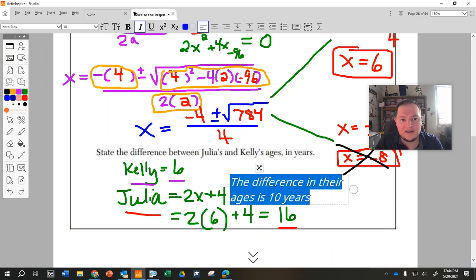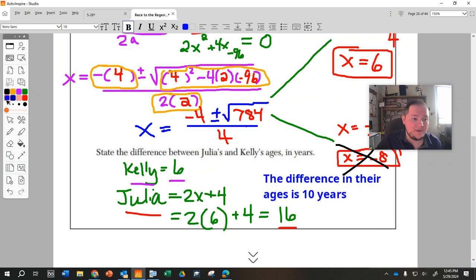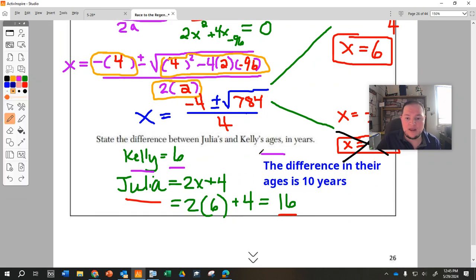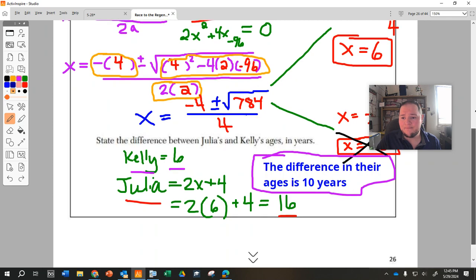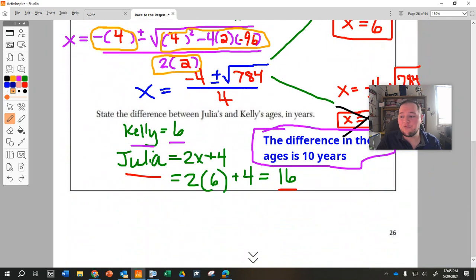Okay, and let me get rid of the italics because it drives me bananas. That is the real answer to this part down here. So make sure that that is the thing that you put the box around. The difference in their ages is 10 years. Big question. Lots of points available here. It's at least a 4-point question, so hope you were able to stick with it.